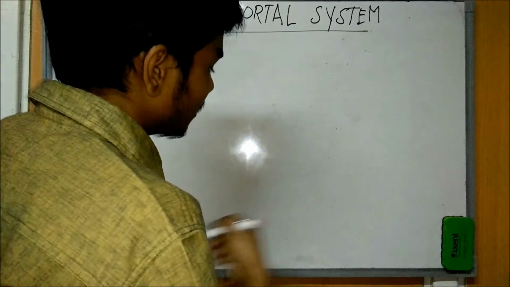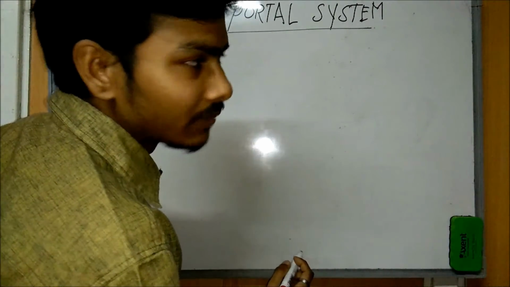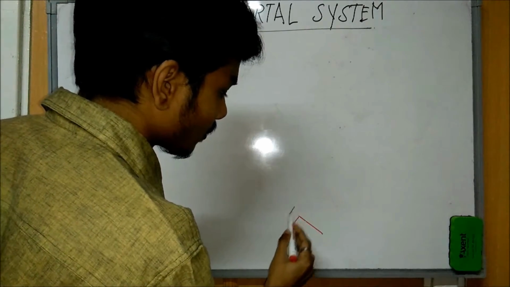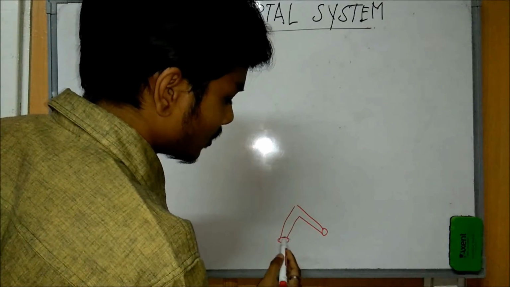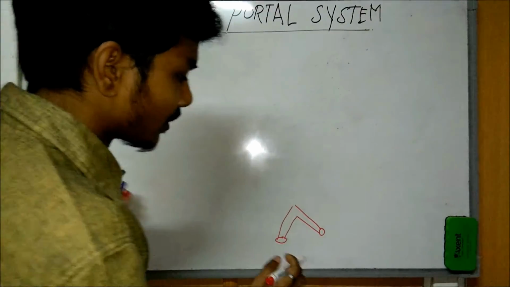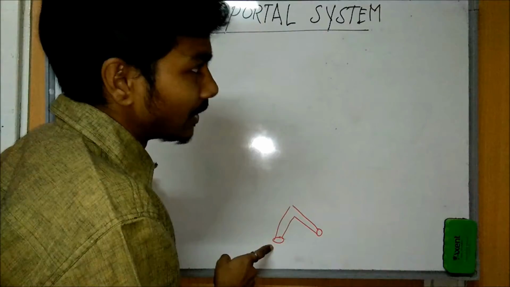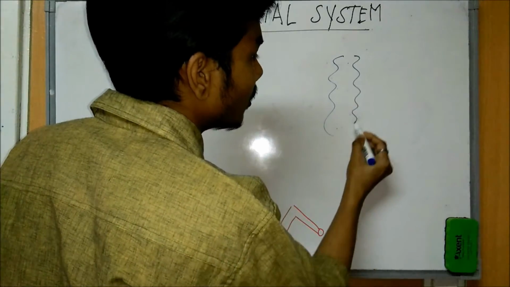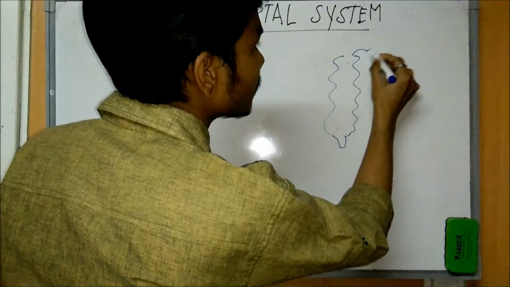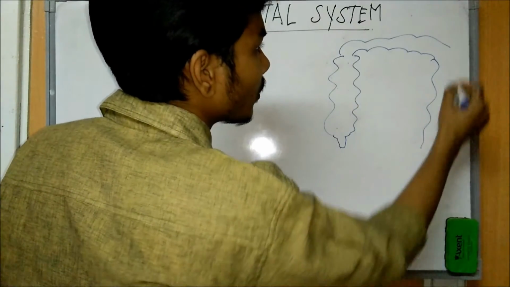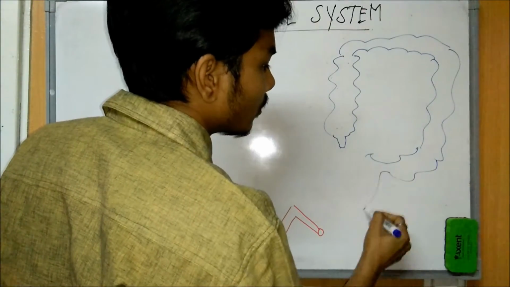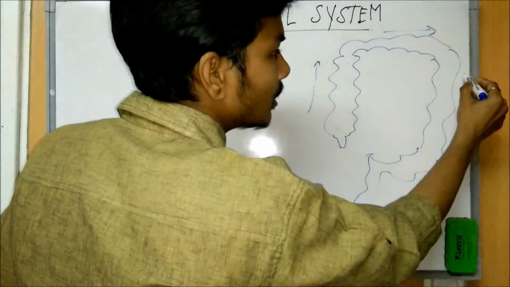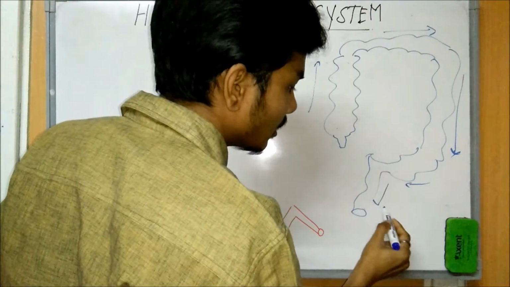It arises from the mesenteric veins. We have a superior mesenteric vein and an inferior mesenteric vein. So this is the superior mesenteric vein and this is the inferior mesenteric vein. First of all, we will draw the colon. So this is the ascending colon, this is the transverse colon, this is the descending colon, this is the sigmoid colon, and this is the cecum.